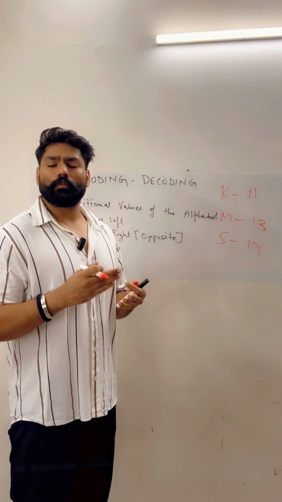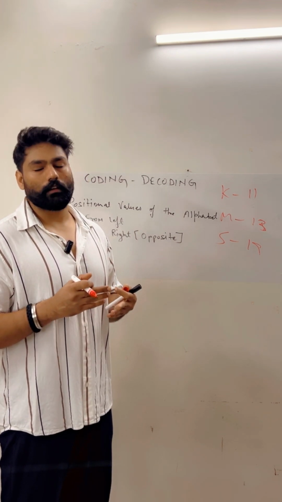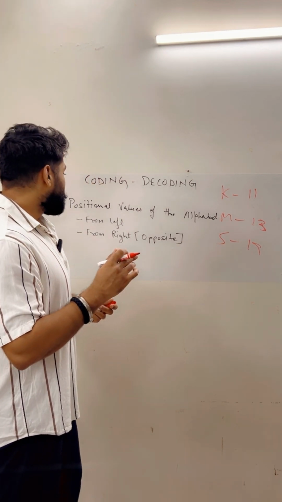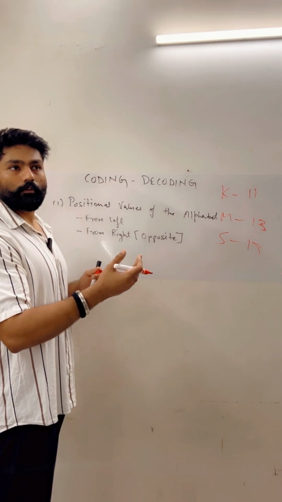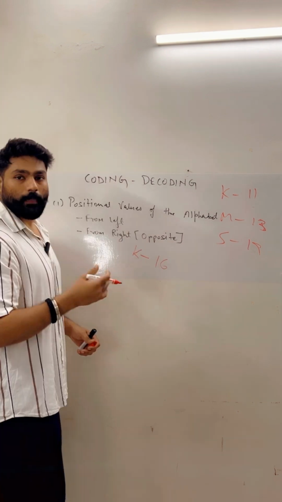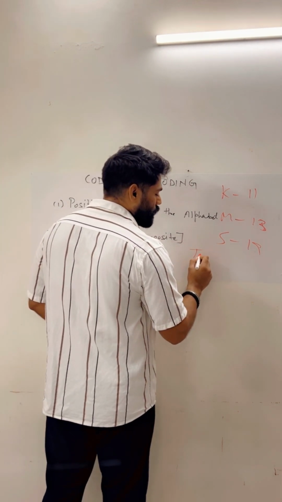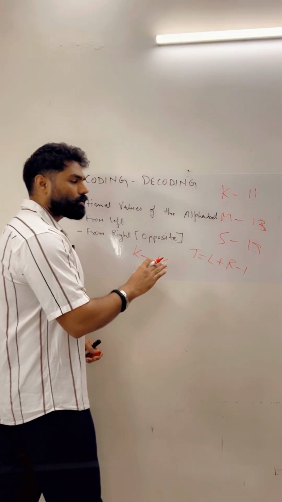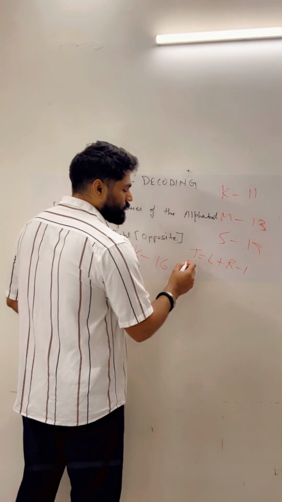And coding and decoding also comes in odd one out in many aspects of the SSC examination. You have to learn it from the left and from the opposite side, like from the right. The opposite value of K is 16. How do we get to it? There is a formula for it: total equals left plus right minus 1. You don't have to memorize this formula.